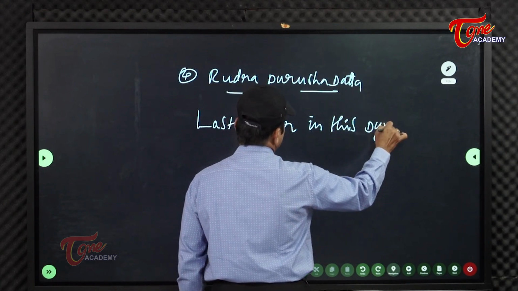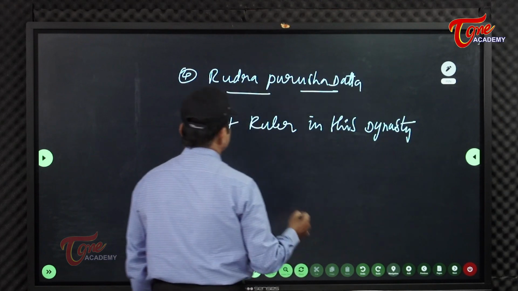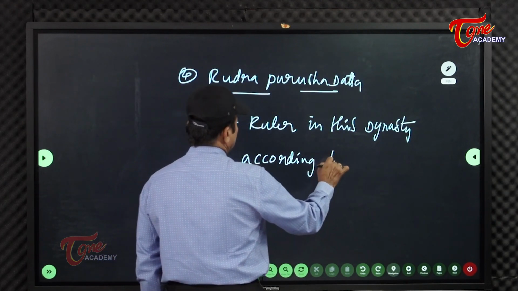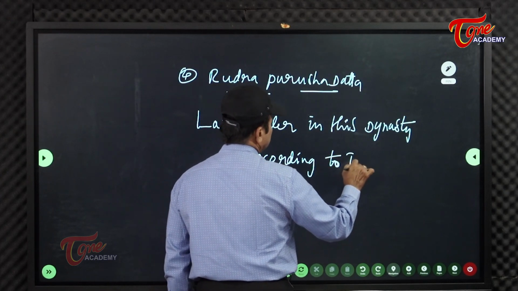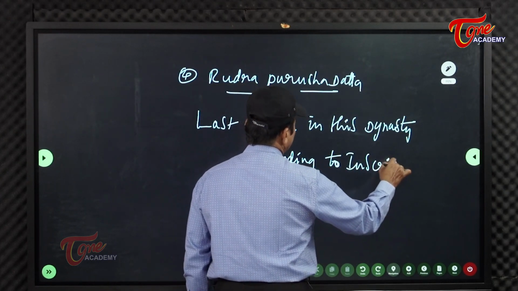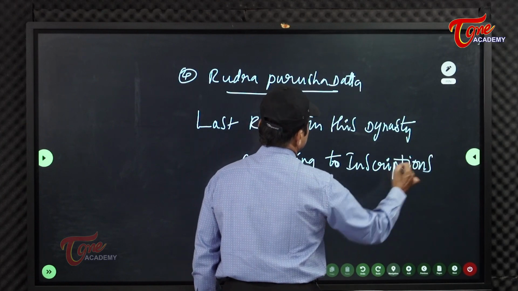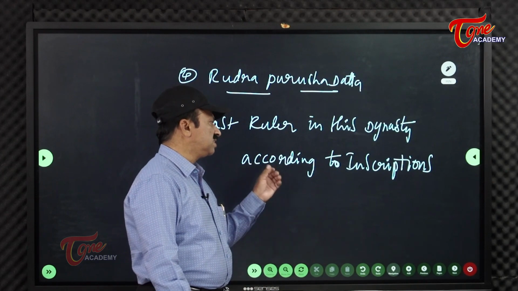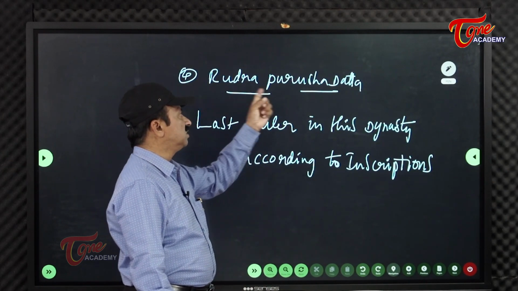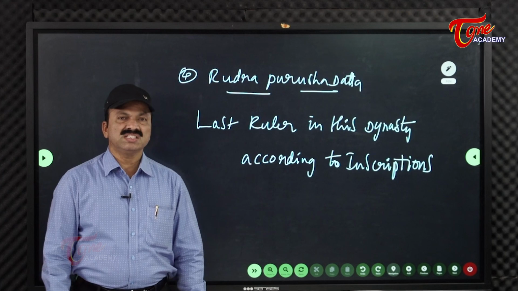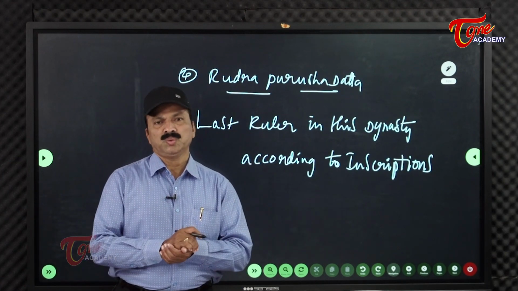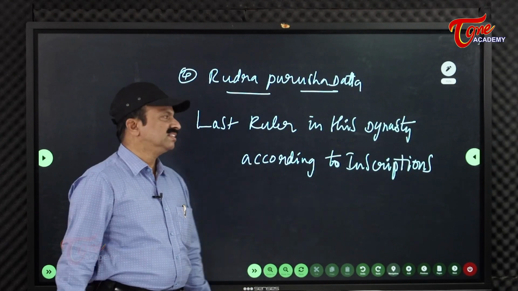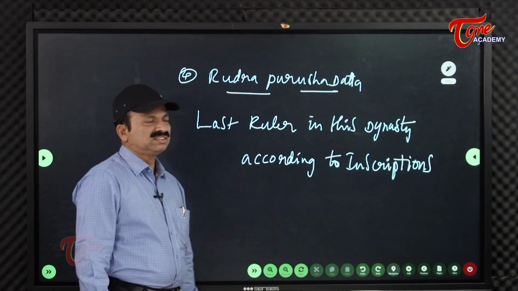In this dynasty, according to inscriptions only, the last ruler is Rudra Purusha Datta. Because the inscriptions say that there are only 4 rulers. That's why Rudra Purusha Datta was the last ruler.